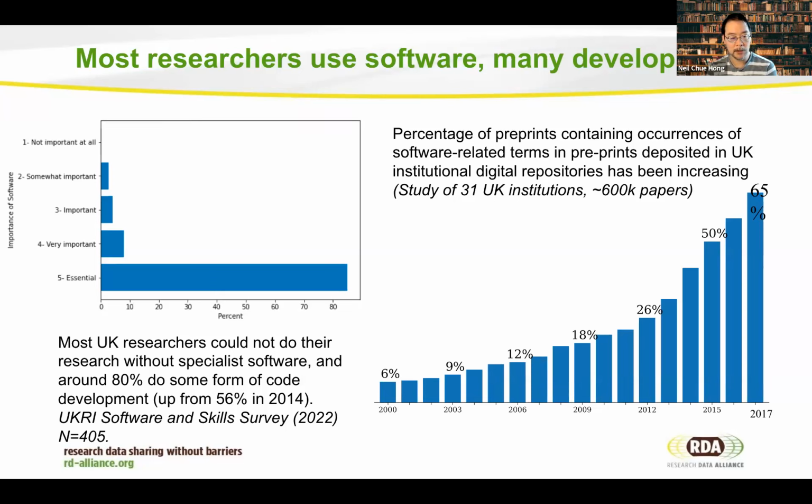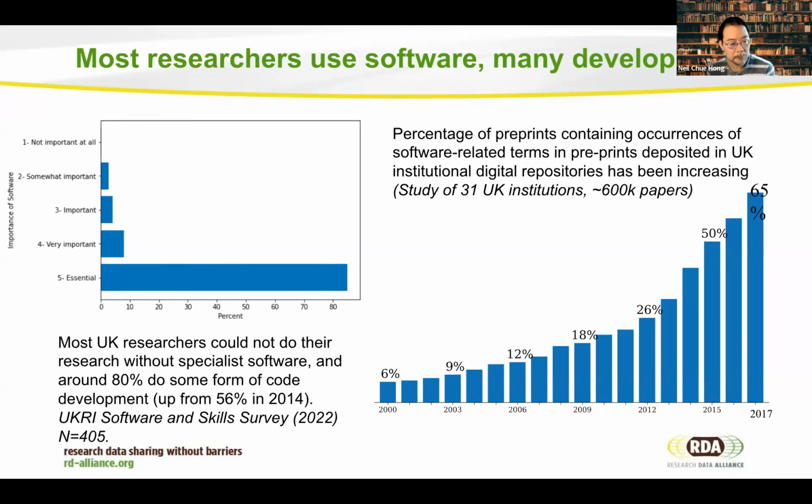So that's software that is being used specifically for research and has some sort of functionality that is around either generation of results or management of them, or processing, analysis, or visualization of the research. And what we found is that almost all of them could not do their research without specialist software. So we've got this big bar here that says it's essential, which means that their research couldn't happen without the software.